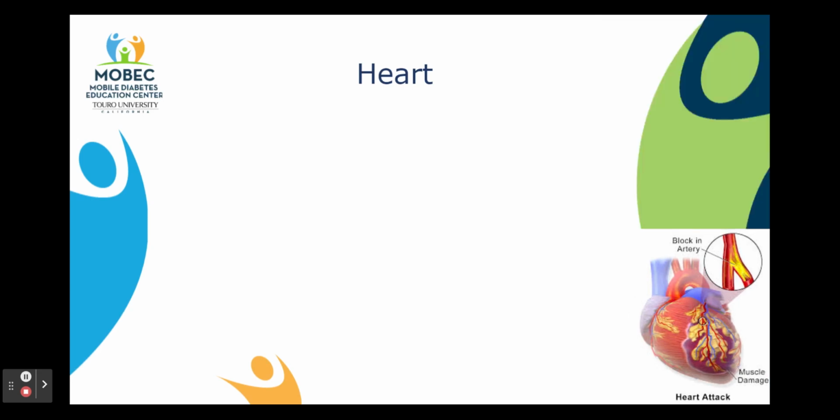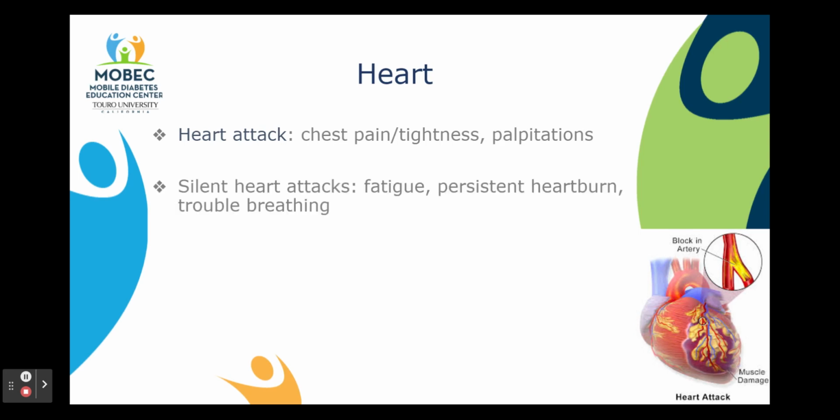Symptoms of a heart attack include chest pain, tightness, fainting, fast, fluttering heartbeats, called heart palpitations, and pain extending to the back, arm, or neck. But people with diabetes are at risk of having silent heart attacks. This can happen when the nerves that lead to the heart are damaged.